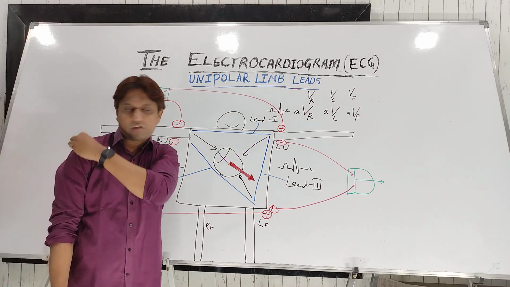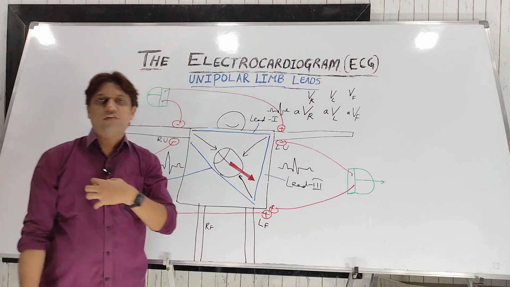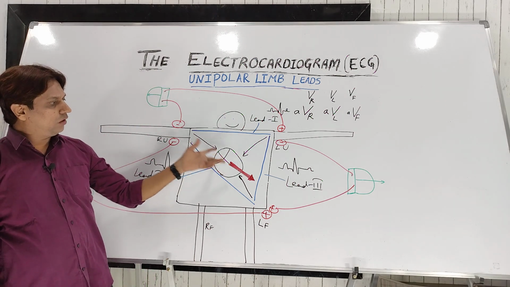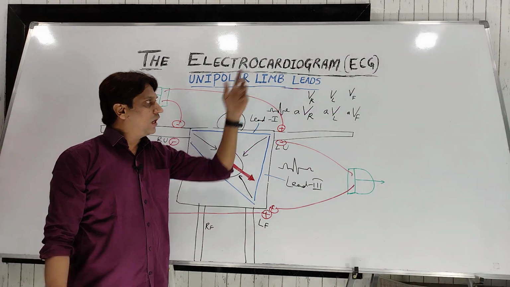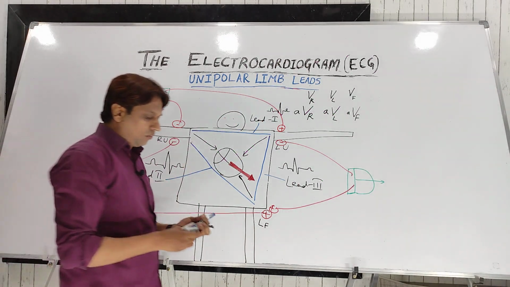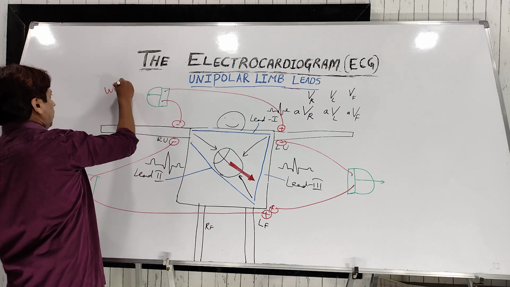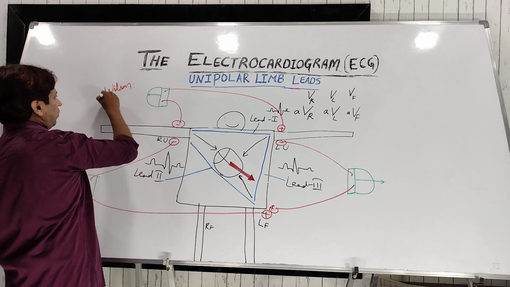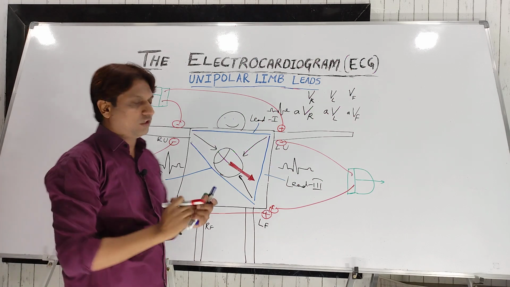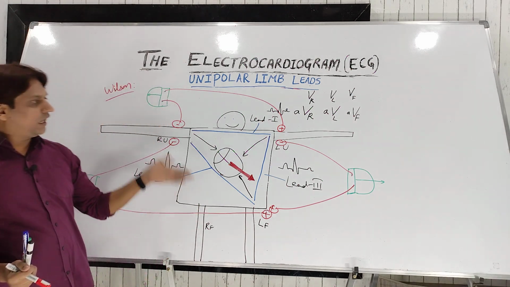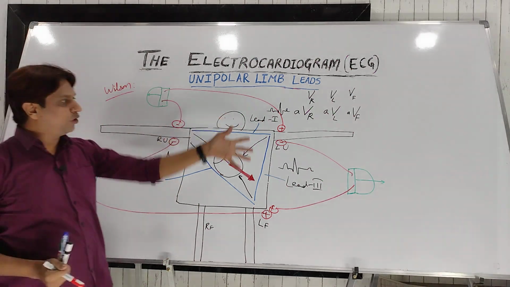Suppose we keep the surface electrode here, at that point itself, to record the electrical activity. This unipolar limb lead was introduced by a scientist known as Wilson, so it is also known as Wilson's limb lead. In the year 1934 he introduced this term, whereas earlier, in 1900, Einthoven discovered the bipolar limb leads.